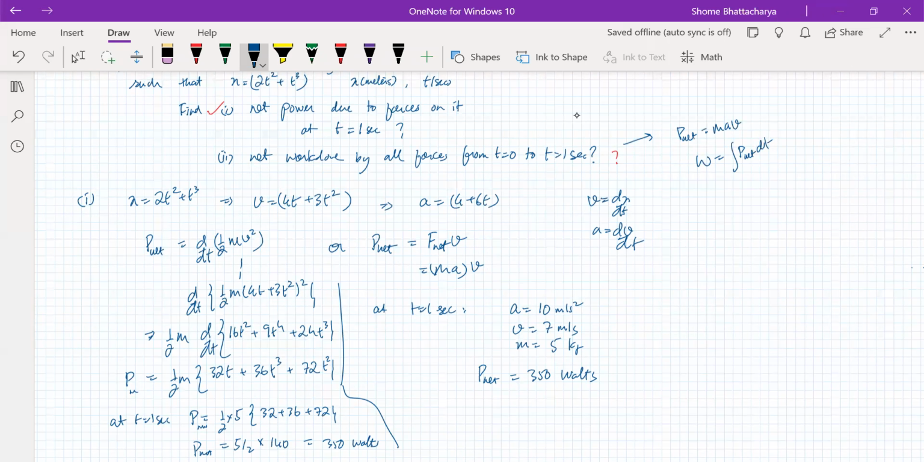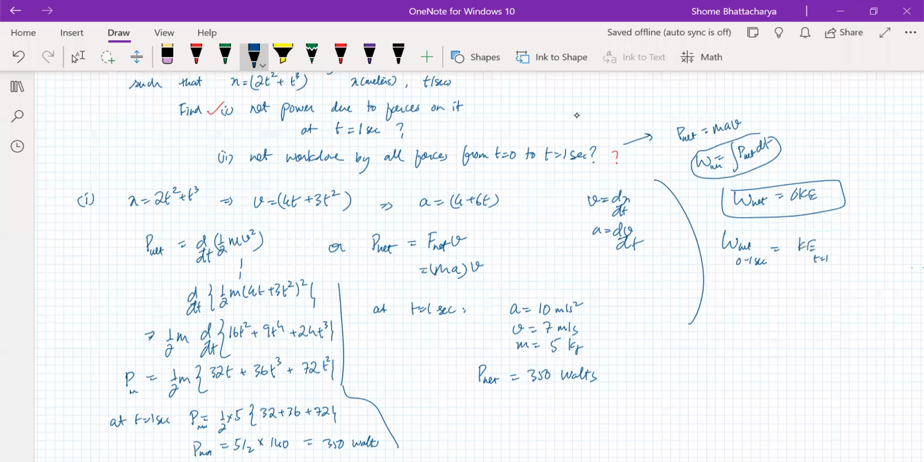But if you really think about it, now this is doing extra work. We also know that what is the net work done? It is the change in kinetic energy. Oh yes, sir. So we can calculate the work done from 0 to 1 second as the final kinetic energy at t equal to 1 second minus the initial kinetic energy at t equal to 0. And this will be easier because we already found out v as a function of time, right? Yes, sir. Okay, so just quickly work this out.